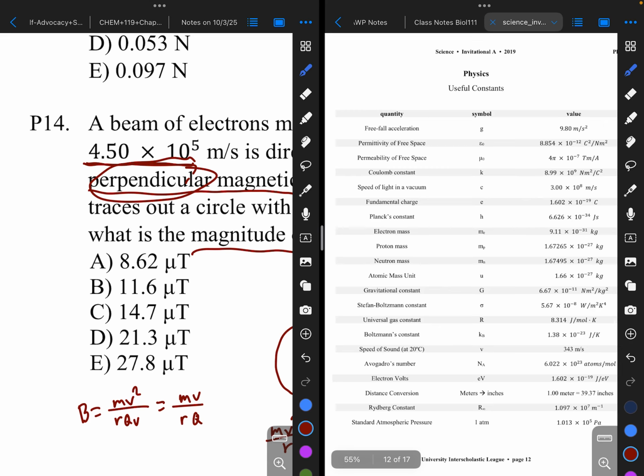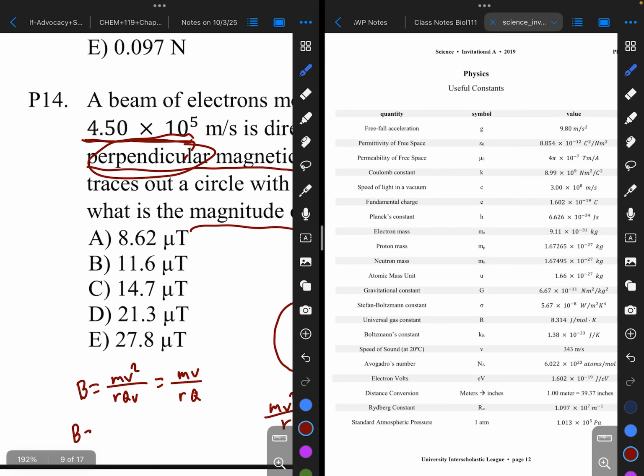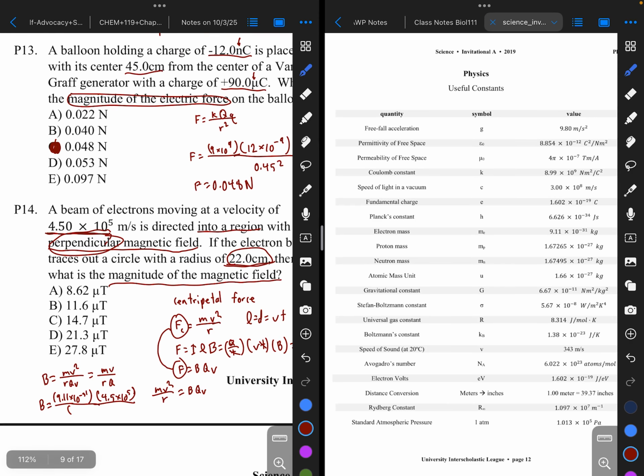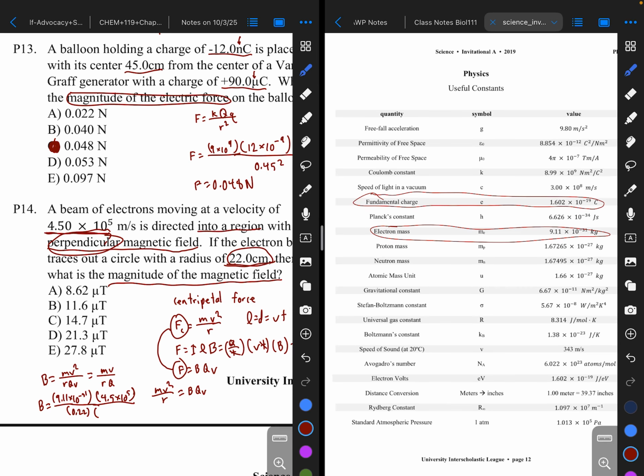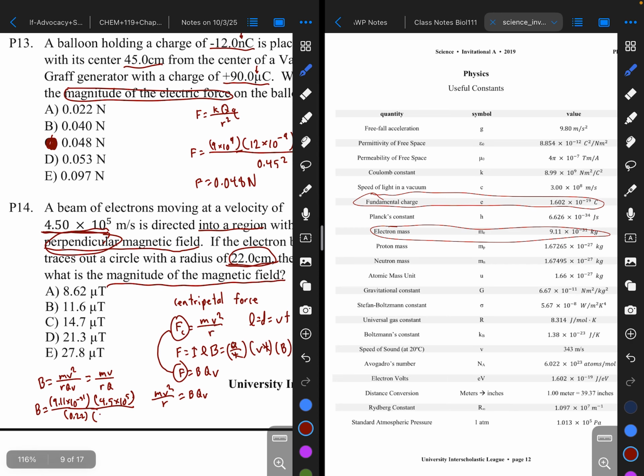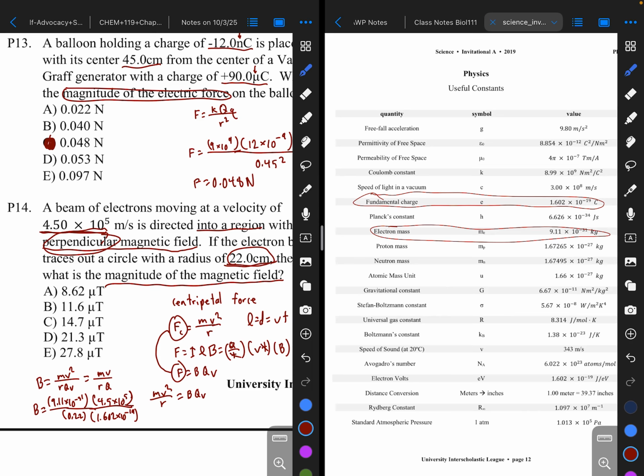So the electron mass is given to us as 9.11 times 10 to the negative 31. The velocity was given to us as 4.5 times 10 to the 5th. The radius was given to us as 22 centimeters, or 0.22 meters. And the electron charge, I'll circle both for you guys, is the same as the fundamental charge, except that it's negative, but in this case the sign doesn't matter. So just plugging these 4 values in will give us the answer.